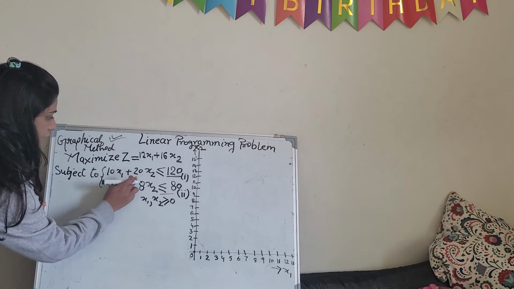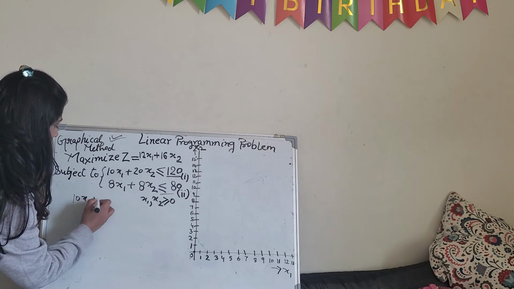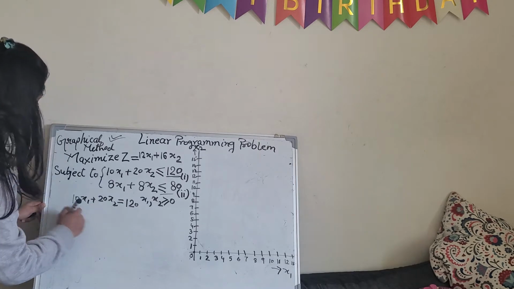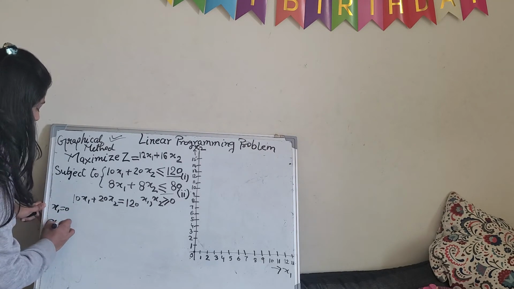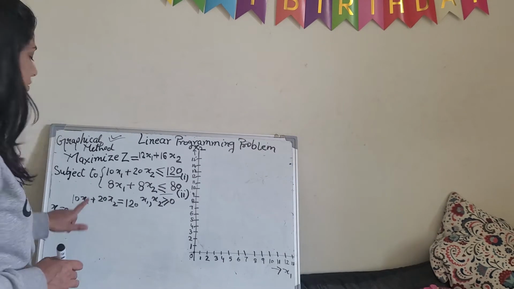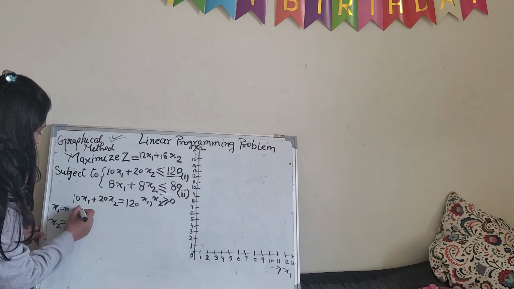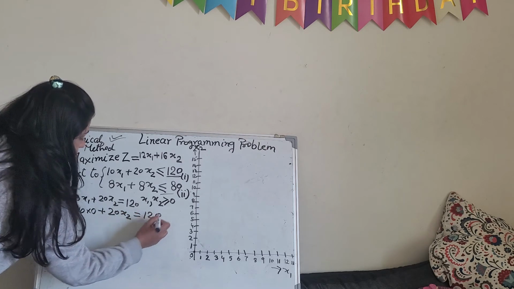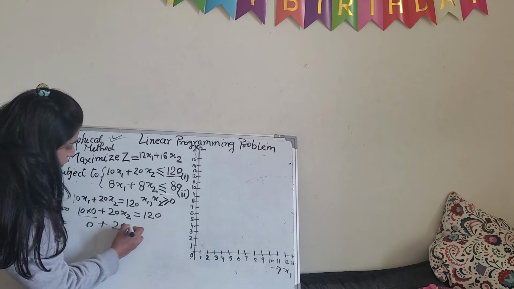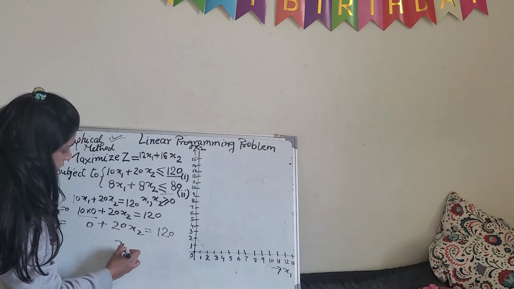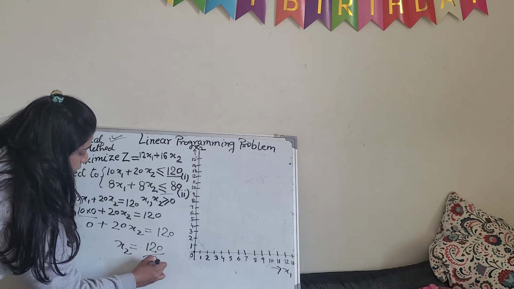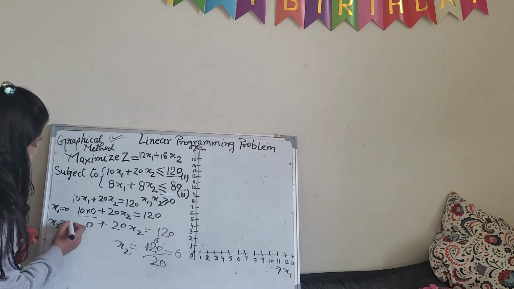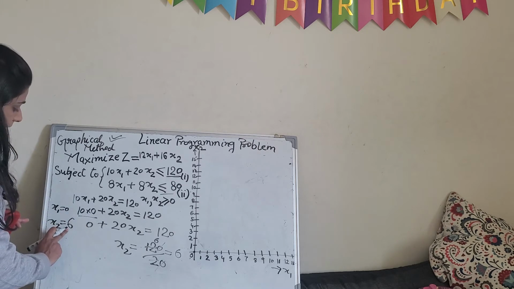How will we convert? Our first equation is 10x1 plus 20x2 equals to 120, we are writing. Now we will put x1 value 0 first, and then we will find out the value of x2 variable. So in place of x1 we are writing 0, plus 20 into x2 equals to 120. x2 equals to 120 divided by 20. 0, 0 cancel. We are getting x2 value 6. So if we are equating x1 value 0, we are getting x2 value 6.